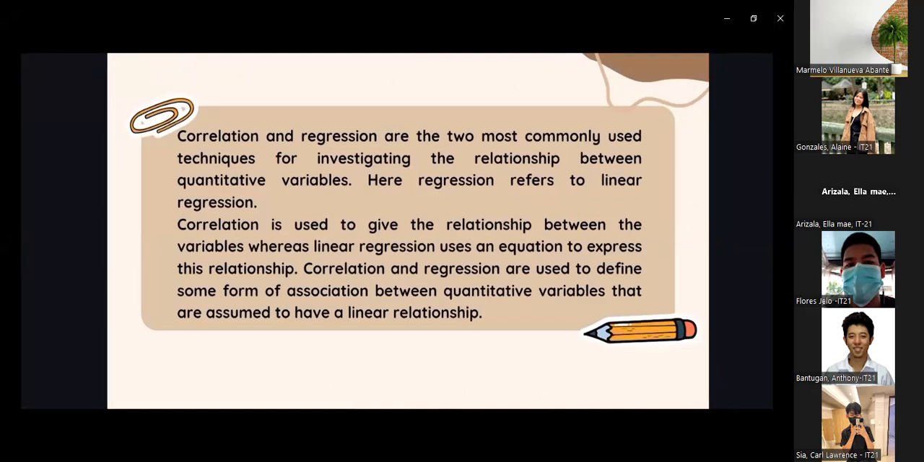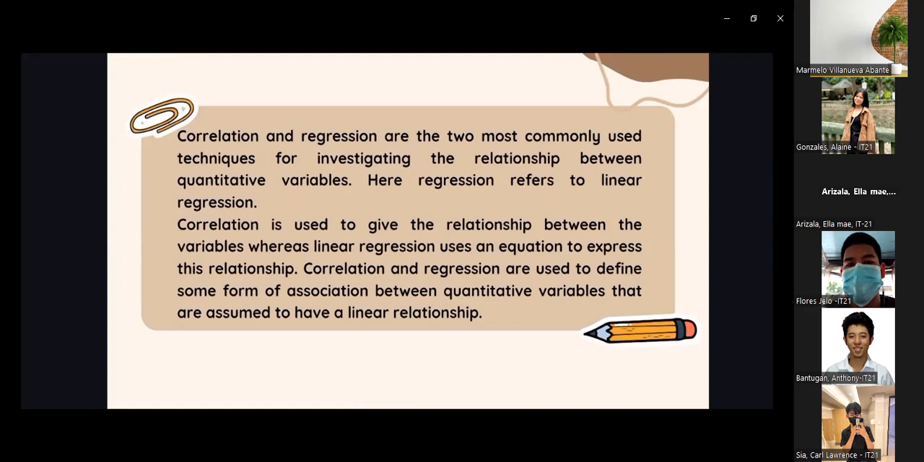Linear regression is used to predict the value of a variable based on another variable. The variable you want to predict is called the dependent variable, while the variable you are using to predict is the independent variable. So later on, we will have an example on linear regression analysis.